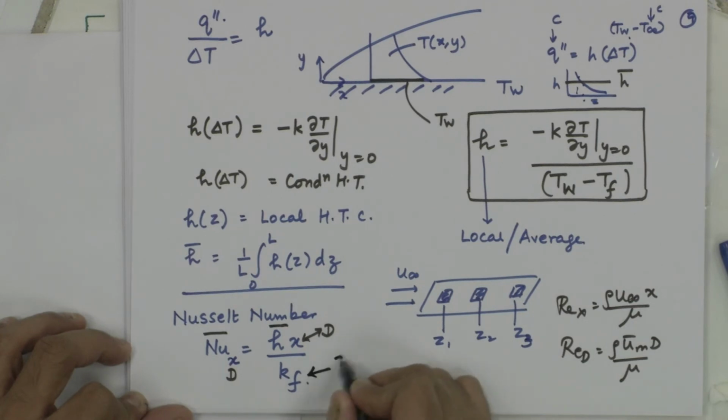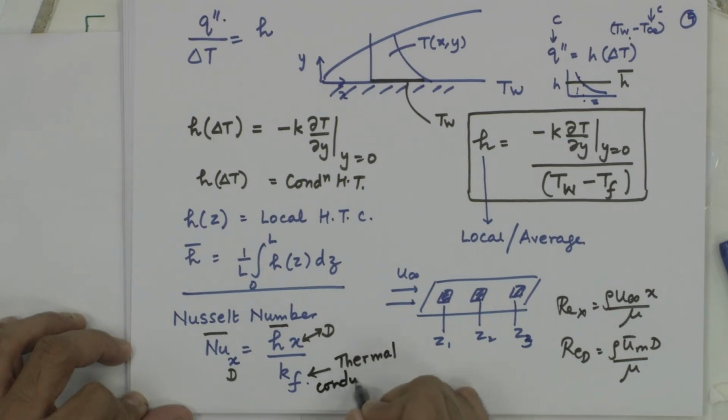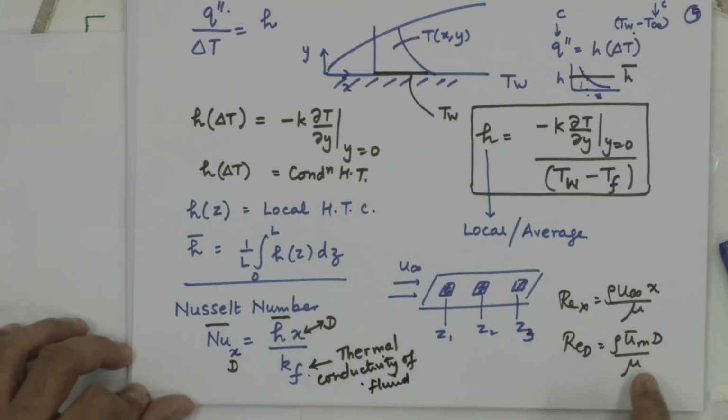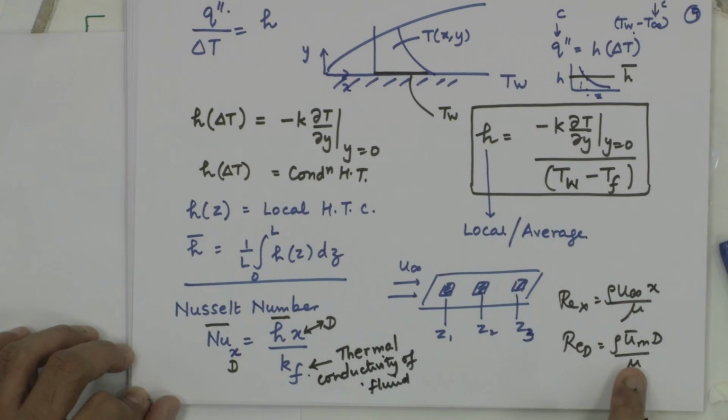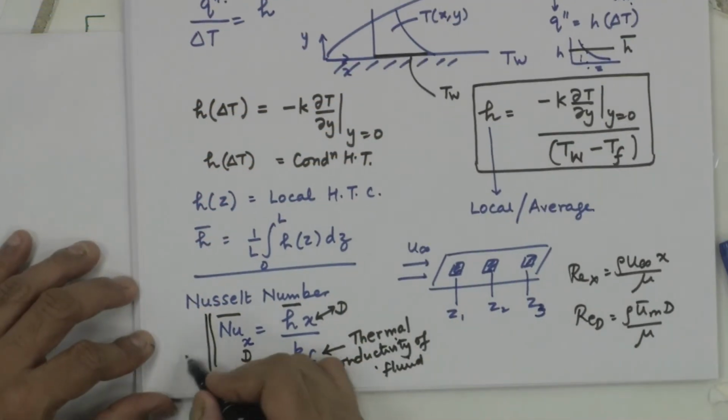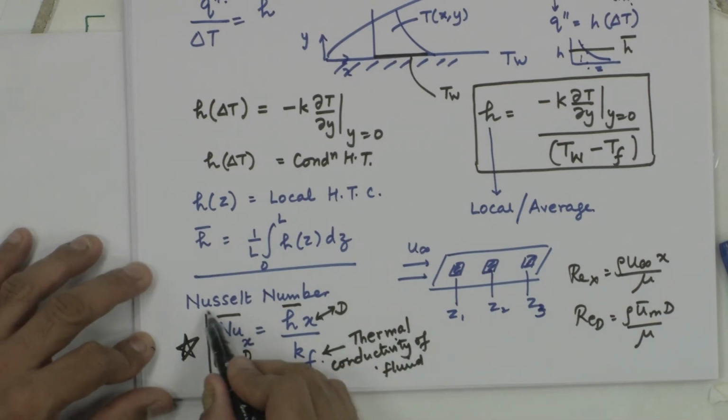Kf is the thermal conductivity of the fluid. Unlike the Biot number, which was H times the characteristic dimension divided by the thermal conductivity of the solid, that represented the relative importance of the conduction within the solid and the convection on the outer surface of the solid in transient conduction. This refers to a non-dimensional value for the heat transfer coefficient. This is called the Nusselt number.